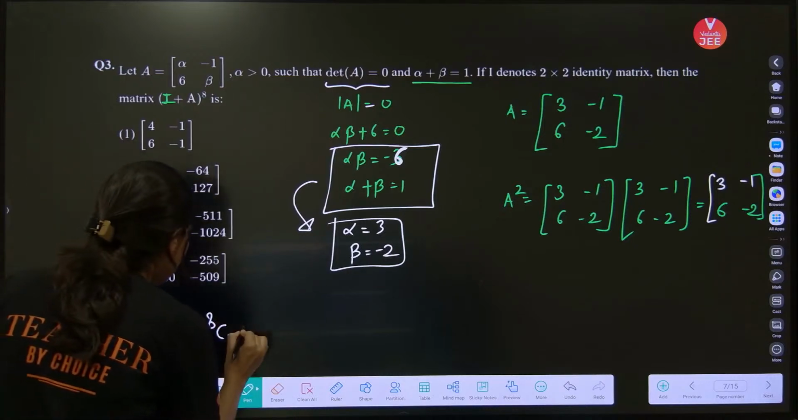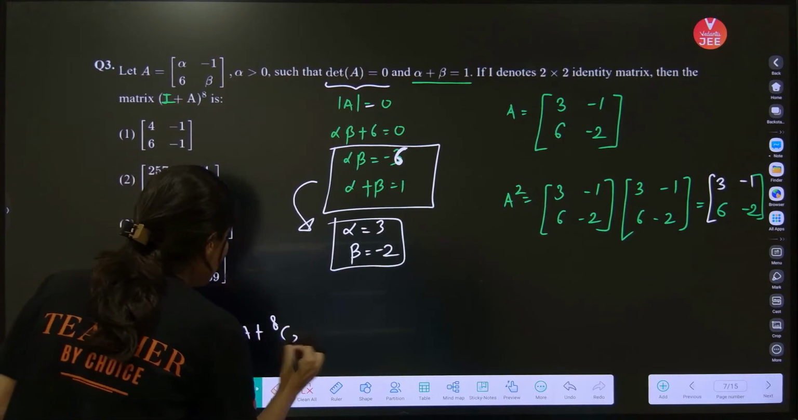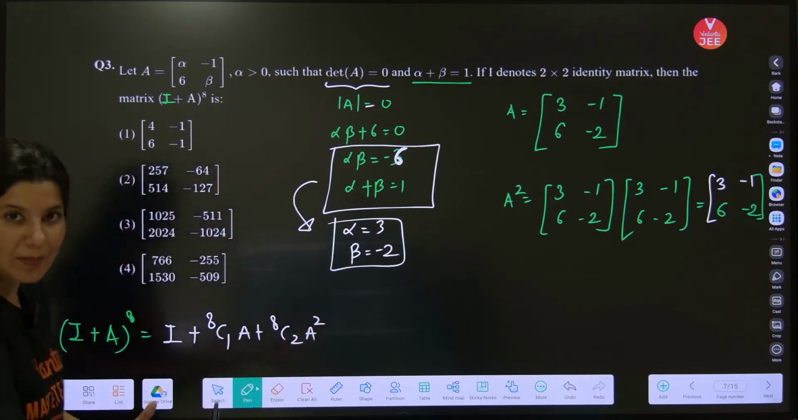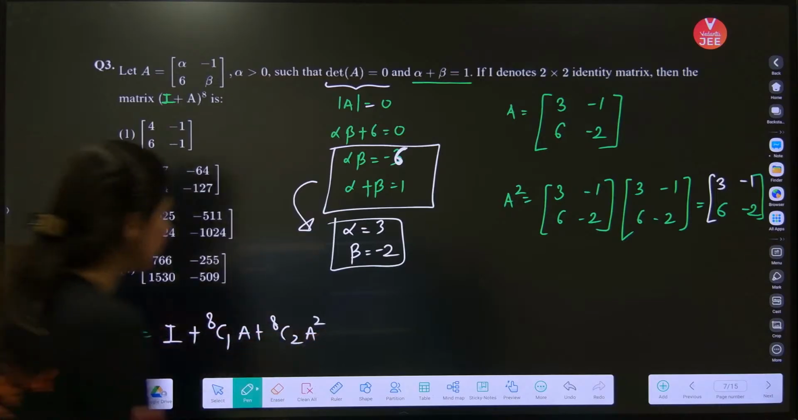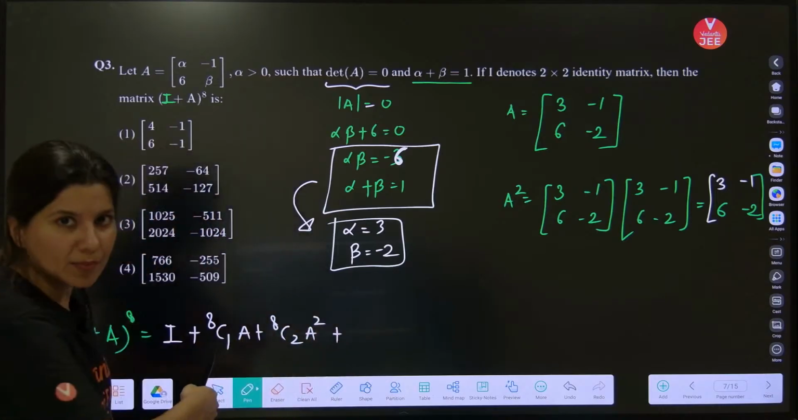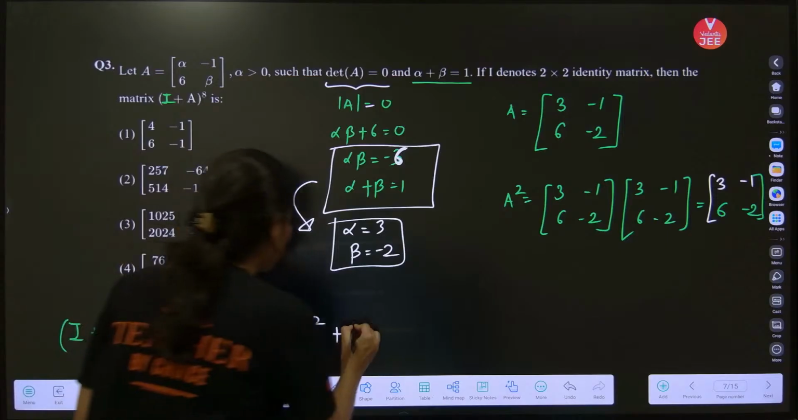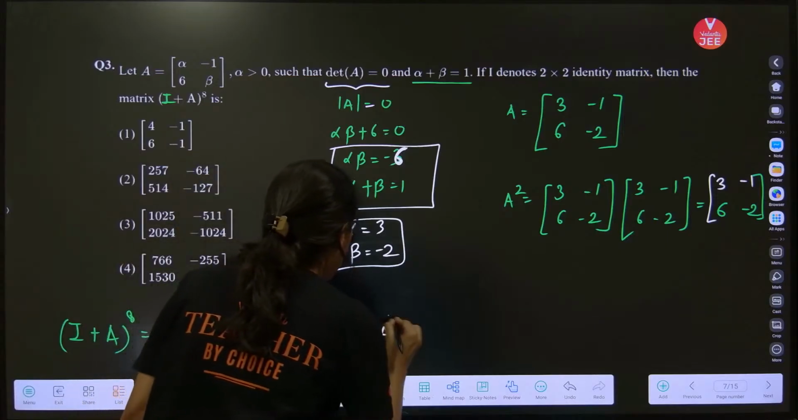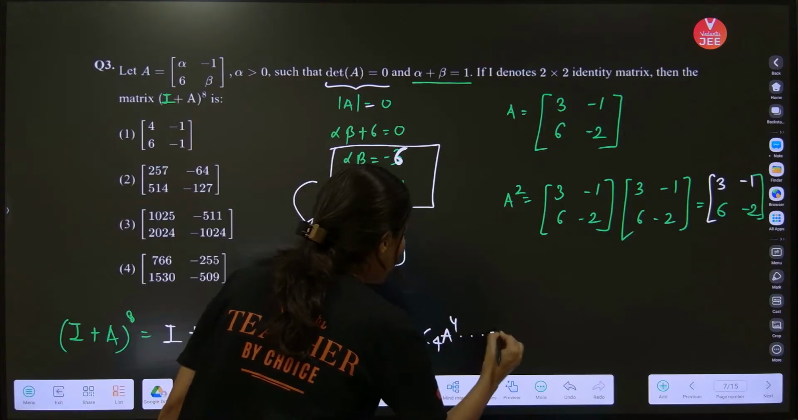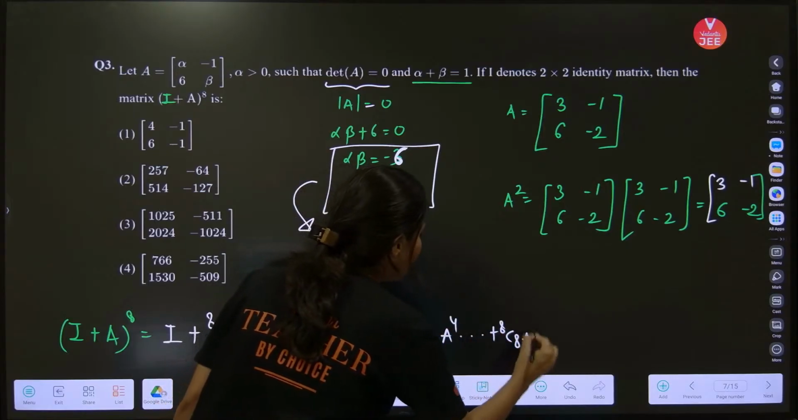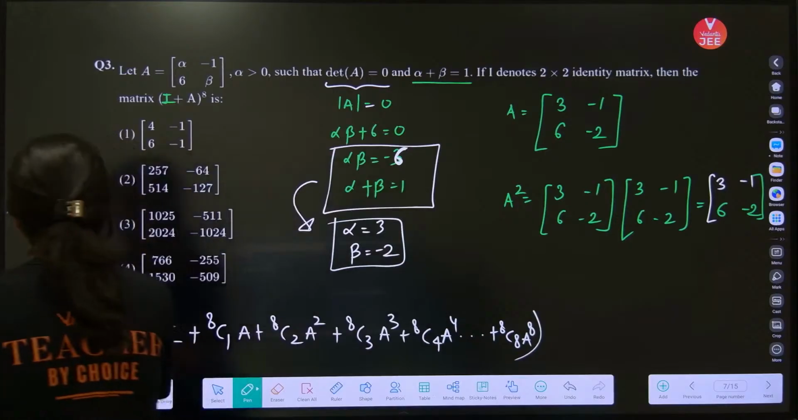Now gradually powers of A will be increasing. So 8C1A plus 8C2A square. Remaining will be I, identity. See here, I power 7, I power 6, but eventually it will get multiplied with A square and it will get vanished. 8C3A cube. Are you getting my point? 8C4A power 4. Finally 8C8A power 8. This is what your expression is.